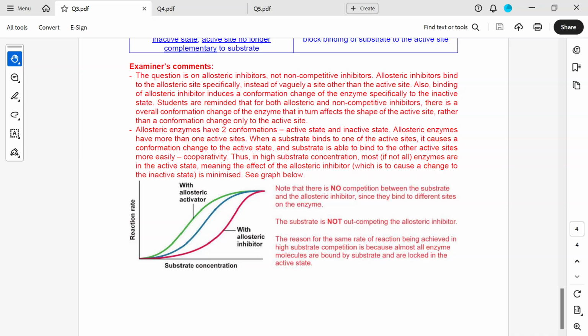Right, so that is question 3. I hope you learned something, especially for the last part on allosteric inhibitor.